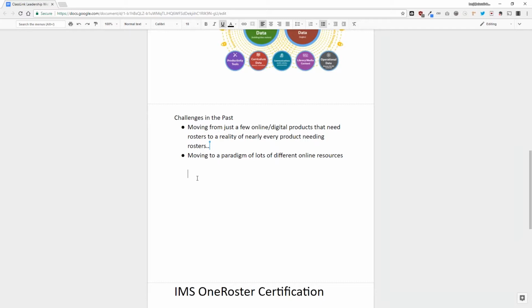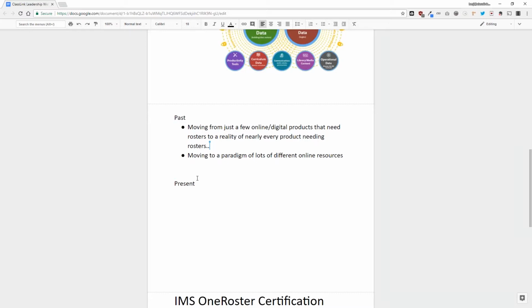chatting. And here's some of the things that you all spoke about, how we're moving from, well, the past was really moving from just a few online products that need roster to nearly every product needing roster. So that was a big shift. Just the fact that moving to online resources was also a big shift in the past.